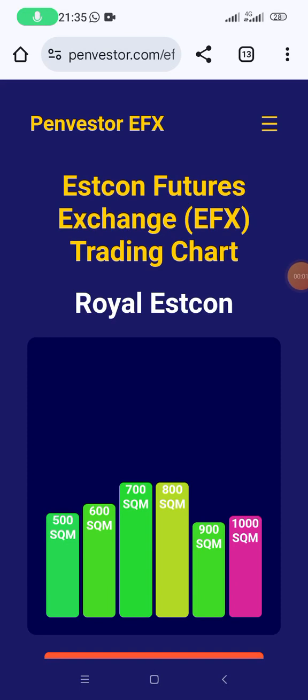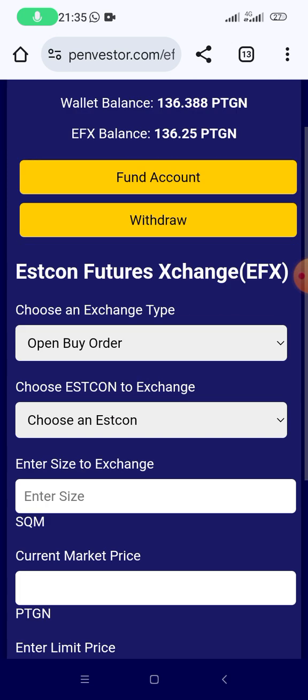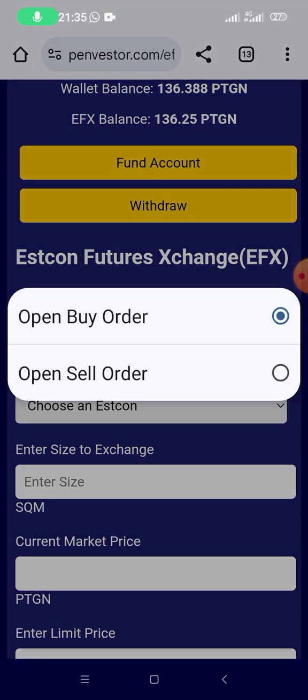Today I'm going to show you how to do analysis on the EFX chart, that is the Estcon Futures Exchange trading chart, before you can open a trade. If you go to the Estcon Futures portal or page, you see that there are two exchange types: open buy order and open sell order. These are the two exchange types you can open, and each of them comes with conditions and terms before you can open it. It affects your exchange return.